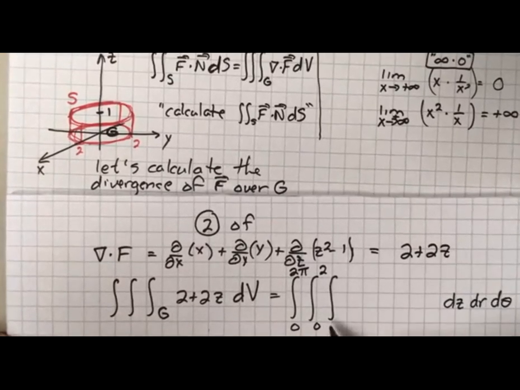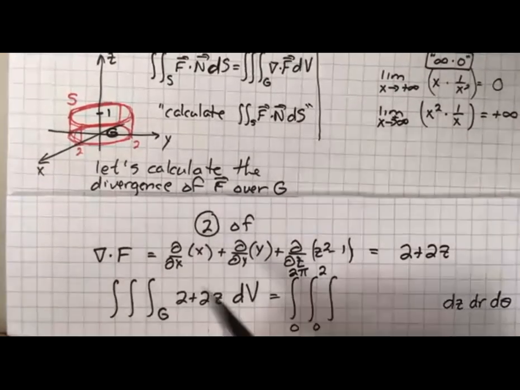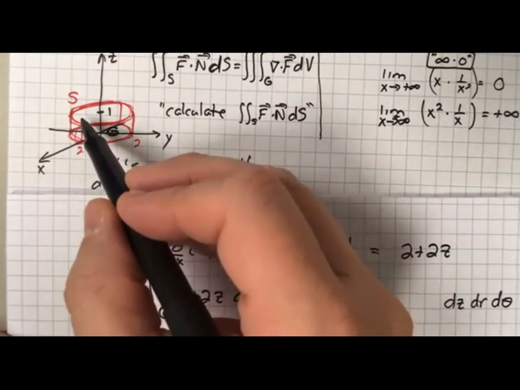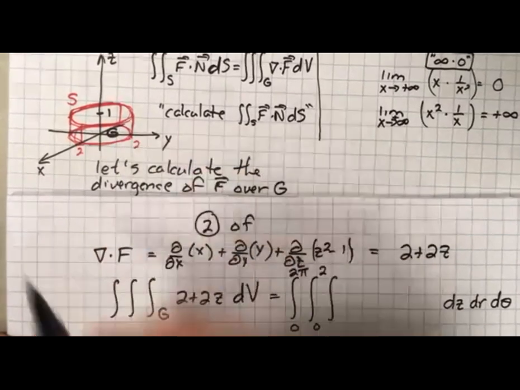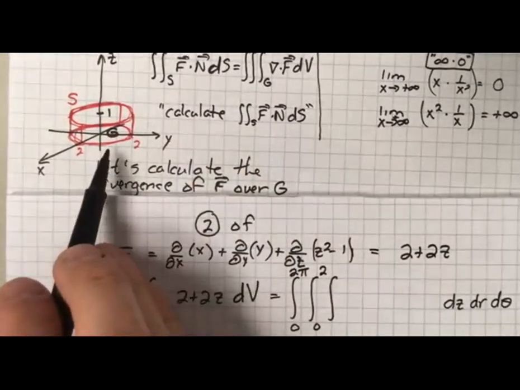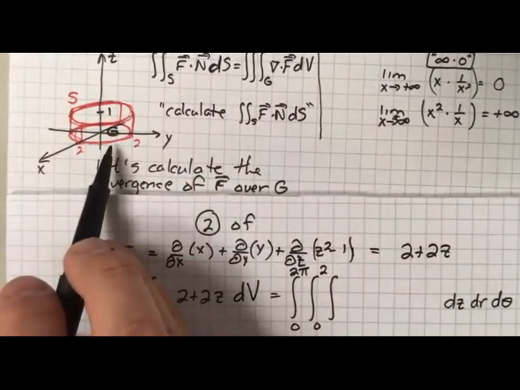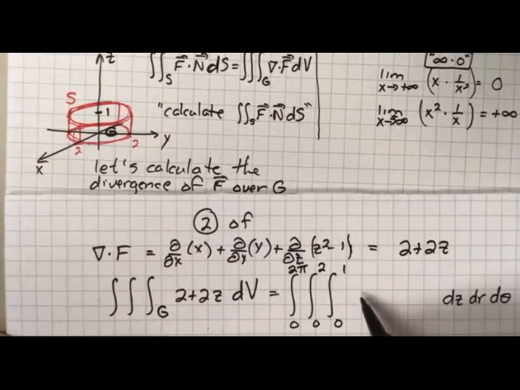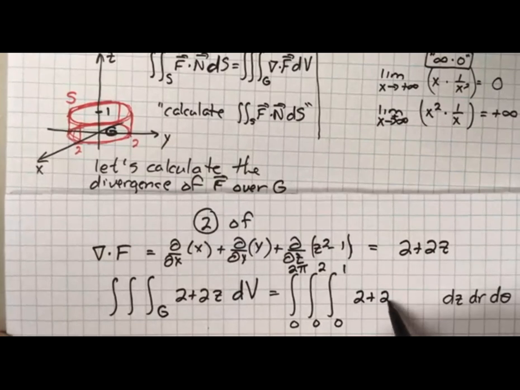And in fact, the z limit is constant. For every r and theta I pick, the z will always go from 0 to 1. So this wheel of cheese just screams to be evaluated in cylindrical coordinates. And I'm just evaluating a polynomial here. I think we're going to be done with this pretty darn quick.